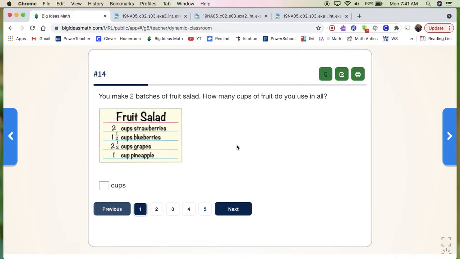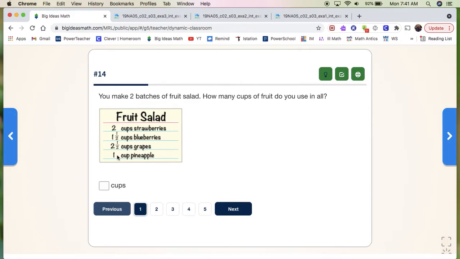Let's go ahead and go on to number 14. You make 2 batches of fruit salad. How many cups of fruit do you use in all? So that means everything here has got to be multiplied by 2, so you could say 2 times 2, 2 times 1.5, 2 times 2.5, 2 times 1, and then add it all up. This is the distributive property.